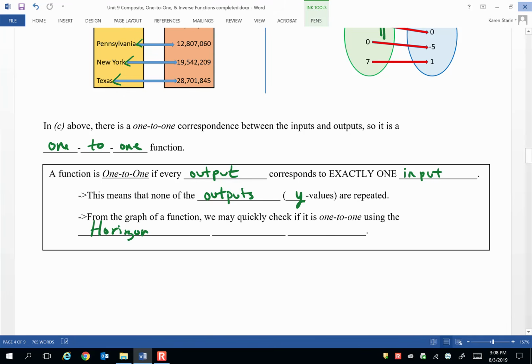line test, which is not the vertical line test to see if you're a function. We take a function, we already know you're a function, so you do pass the vertical line test. Well, if you also pass the horizontal line test, then you are a one-to-one function, and I'll abbreviate that HLT.